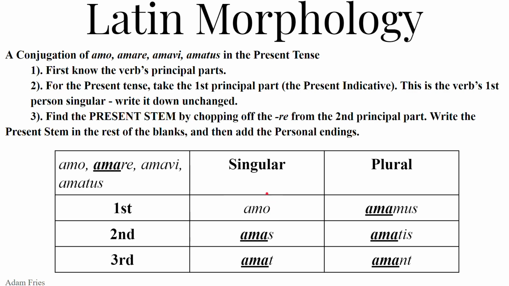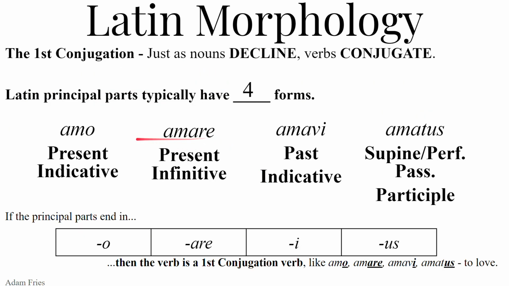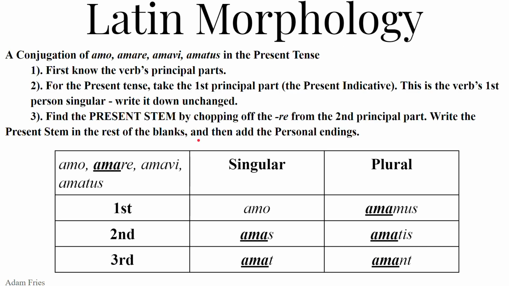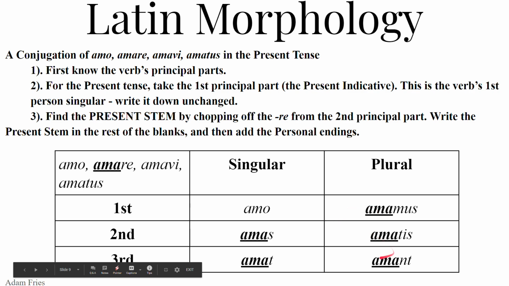Now, for the rest of the forms, you have to find the present stem. You go to the verb's second principal part and you chop off the RE. What's left, ama, is the verb's present stem. Write ama, the verb's present stem, in the rest of the blanks. And then add the personal endings. We already have the O, then add the S, the T, the mus, the tis, and the unt.